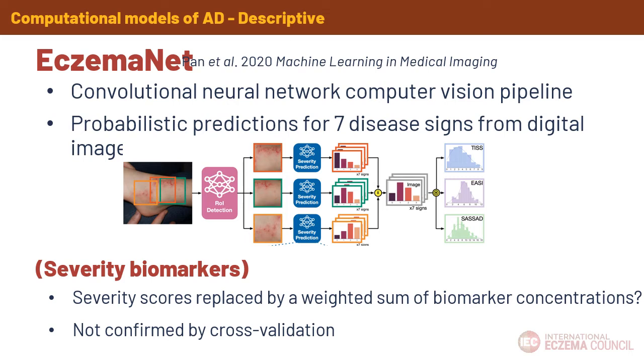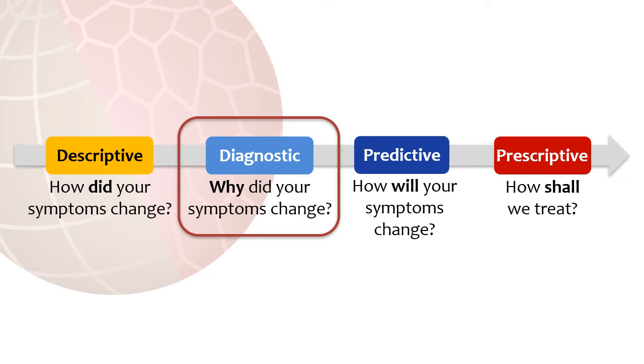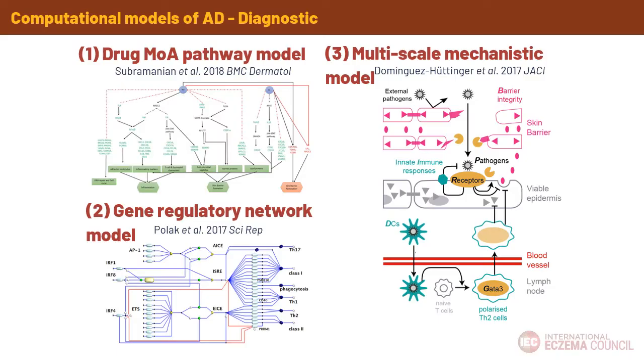There have been also several works that try to identify a set of biomarkers whose weighted sum can be used to replace the current severity scores. However, these severity biomarkers were not yet confirmed by cross-validation. Next, for diagnostic analytics, several computational models were developed. For example, a pathway model was developed to elucidate the different mechanisms of action for topical betamethasone and pimecrolimus. The pathways were identified by pathway enrichment analysis of transcriptomic datasets of patients with AD.